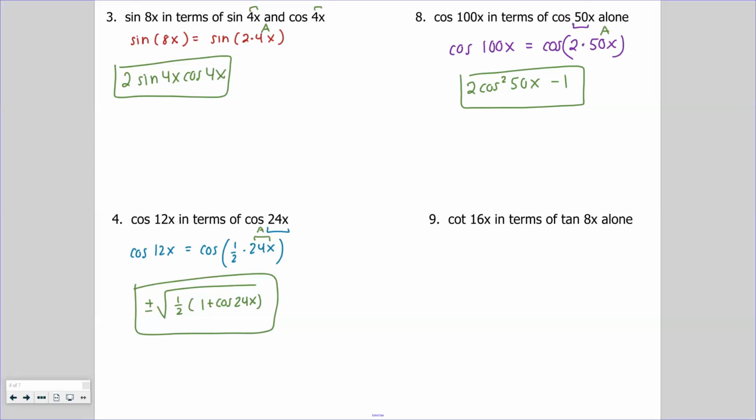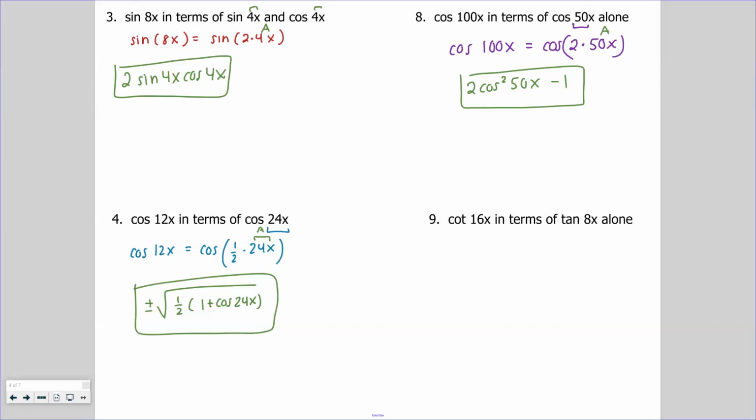Okay, number nine. Last one of these I'm going to do with you guys before I give you some time to work through a couple on your own. This one's a little tricky, okay? We want to start with the cotan of 16x, and our final answer has to be represented in terms of tangent. So now we're turning a trig function into its reciprocal, which is not something we've done on these other examples yet. So we're starting with the cotangent of 16x. We want to rewrite it in terms of the tangent of 8x alone.